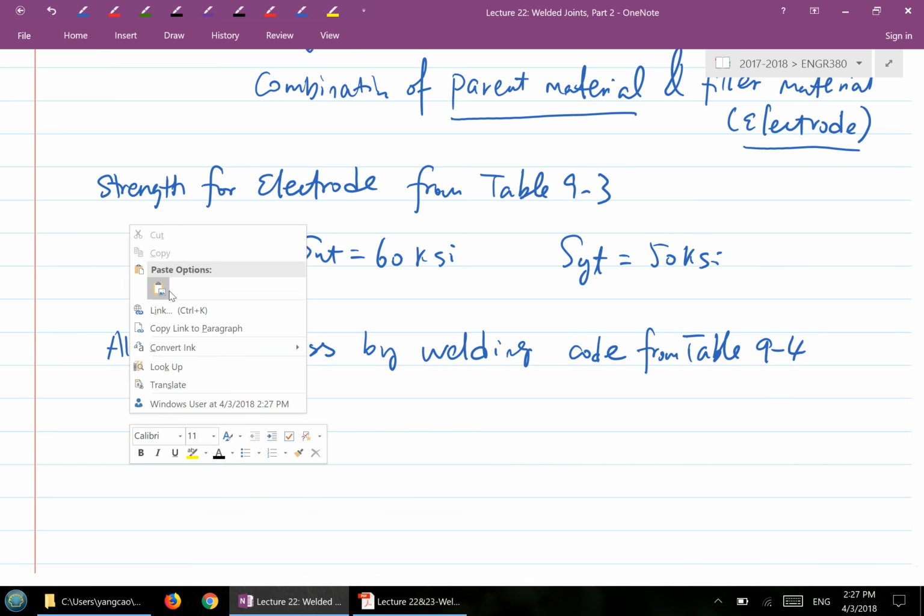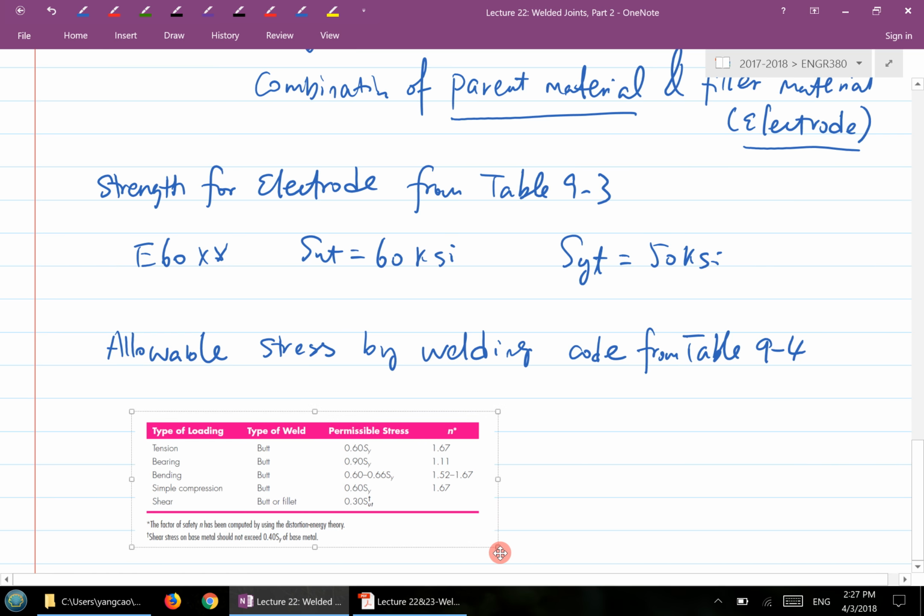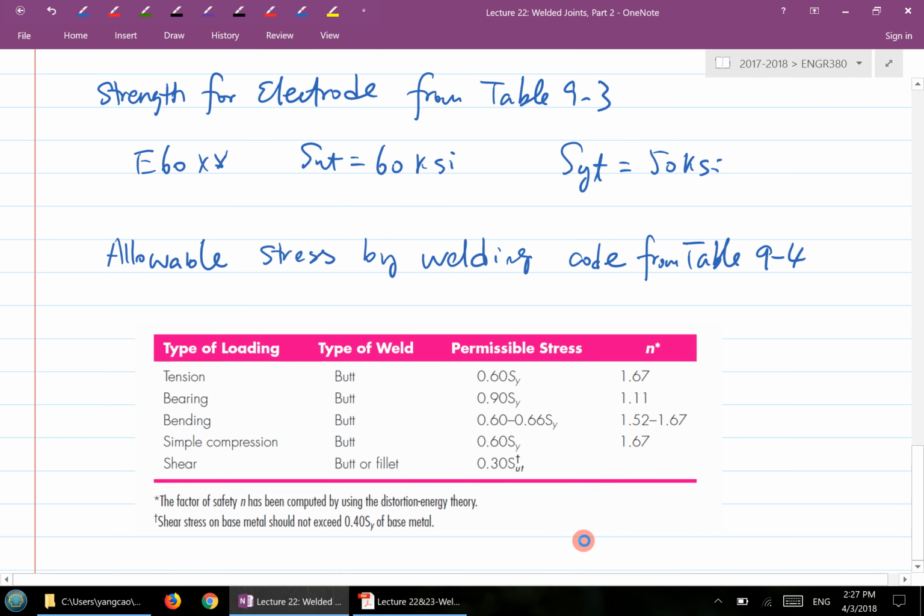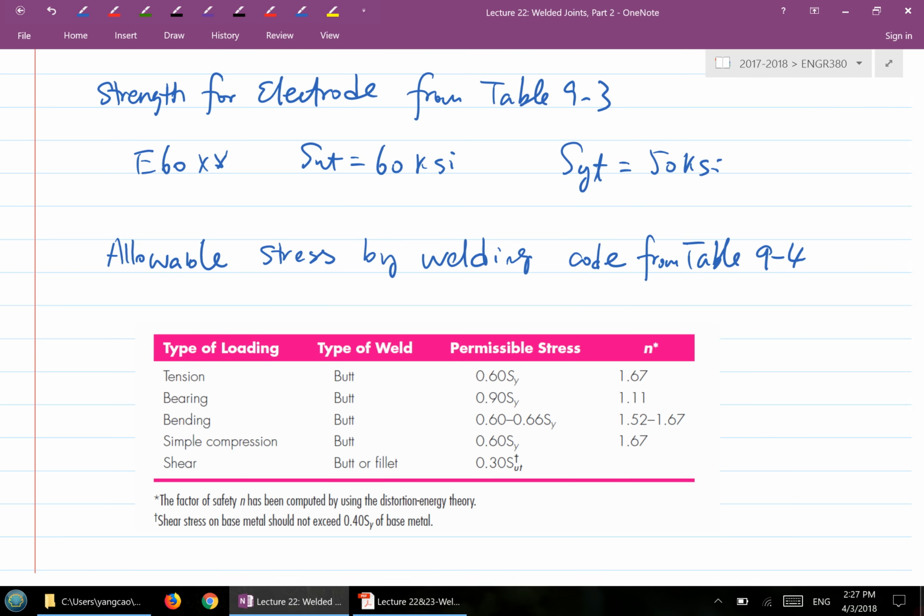Okay. So for this table, how you use it is, we're actually only using a portion of it, because as I said, my focus is on the fillet weld. So what we're using is essentially the last row here. Okay, the last row. That's the welding code for the fillet weld. What it says is the permissible stress is 0.3 SUT. That's permissible stress 0.3 SUT.